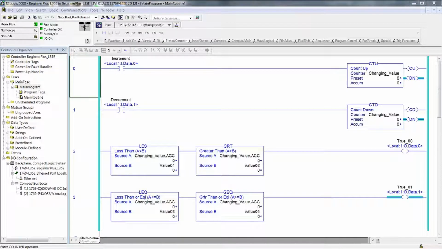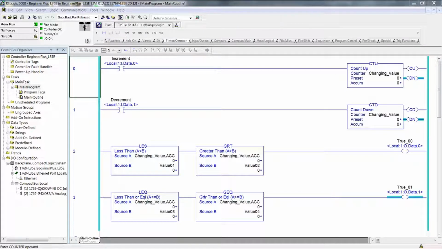Yes. Which and why? Rung number 3 is true because changing value is equal to value 3 and equal to value 4. Whereas in rung number 2, changing value accumulate is not less than 0 because 0 is not less than 0. And it's not greater than 0 because 0 is not greater than 0. Therefore, both of those instructions are false. Not just one of them, but both of those instructions in rung number 2 are false.